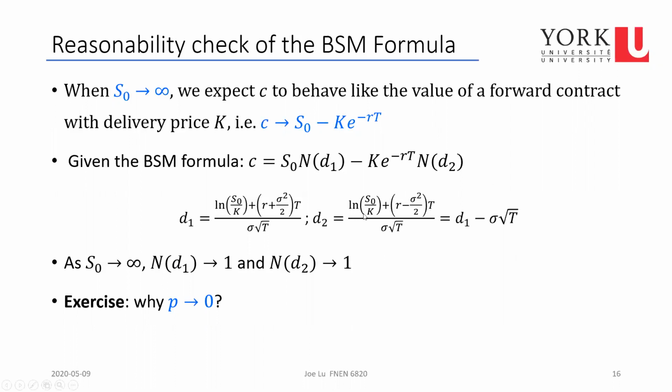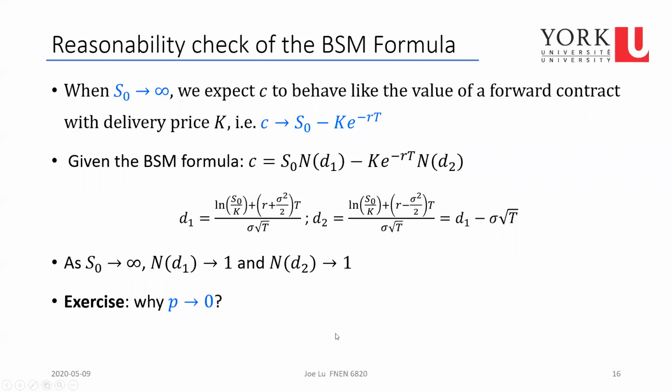And same thing for D2. So N(D2) is approaching 1 as well. So here you're going to have this being 1 and this being 1. So your call price would just be S naught minus K times e to the power minus RT. So this is actually what we expect, and the formula gives us what we expected.